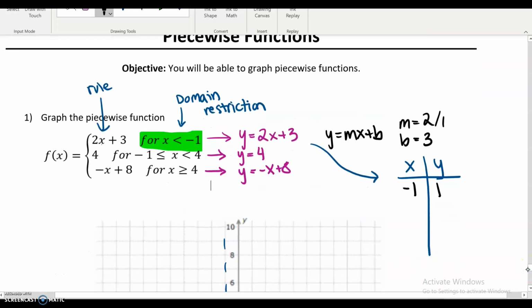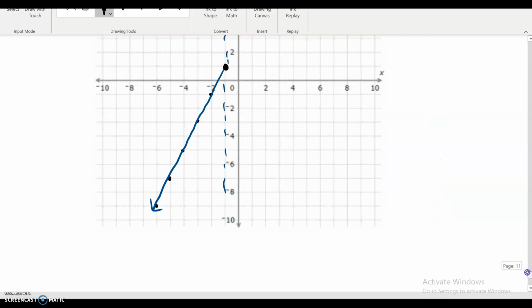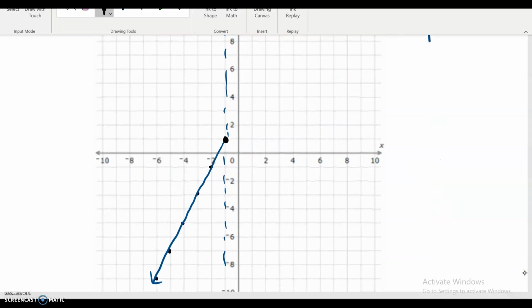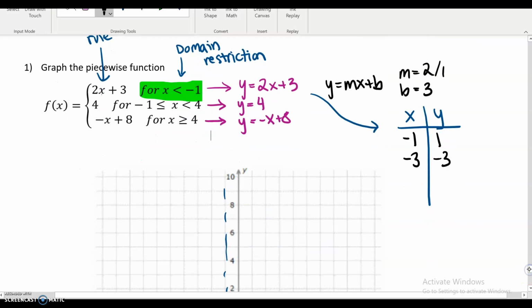And I could keep doing this. I could plug in something like -3. -3 times 2 is -6, plus 3 is -3. And I could go to my graph and plot -3, which is right here. And then I could connect the dots to get that piece of the line. This is just a more concrete way where you don't have to erase the line. You can just plot strategically to fit the domain restriction. And this is what I'm going to do for the other two pieces of my piecewise function as well.